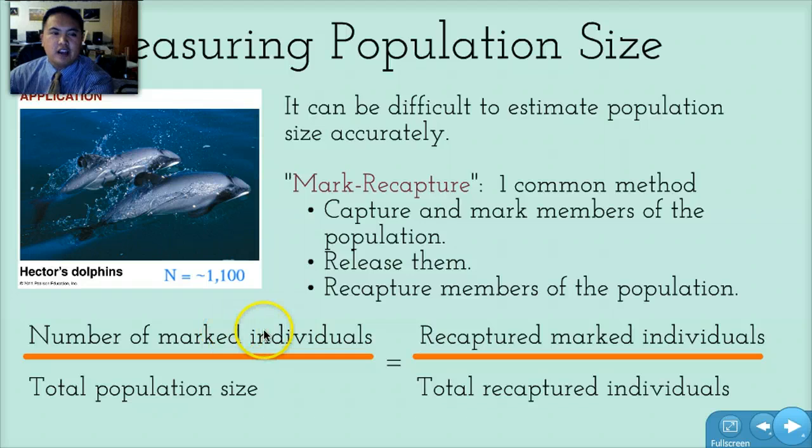So if I capture 5 dolphins and I mark them, and then I do another recapture and I only get a little bit, it helps me realize, or I can guesstimate, how big the total population is. And in this case, even though I captured only a few dolphins, I can estimate the population's about 1,100. That's called mark and recapture.